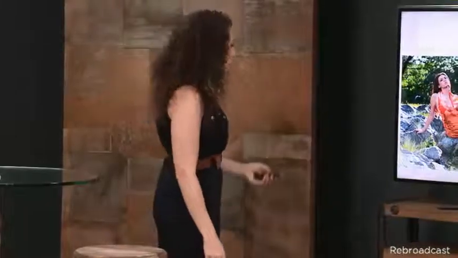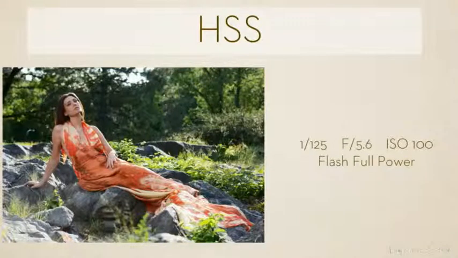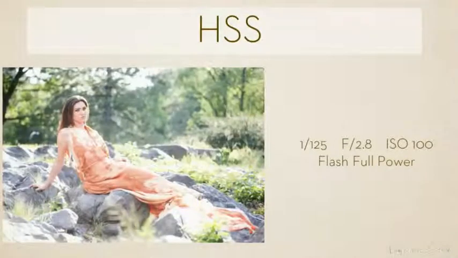Okay. So for high-speed sync, I've got an image here. I'm under my sync speed, 1/125th of a second, 5.6, ISO 100. My flash is at full power. But I don't want to shoot at 5.6. I want to shoot at 2.8. So I open up, right? So we went from 5.6 to 2.8. And this is what I'm thinking in my head. Okay, I'm opening up. Well, unfortunately, now the image goes overexposed. So I know that I need to have a faster shutter speed to darken down the ambient.